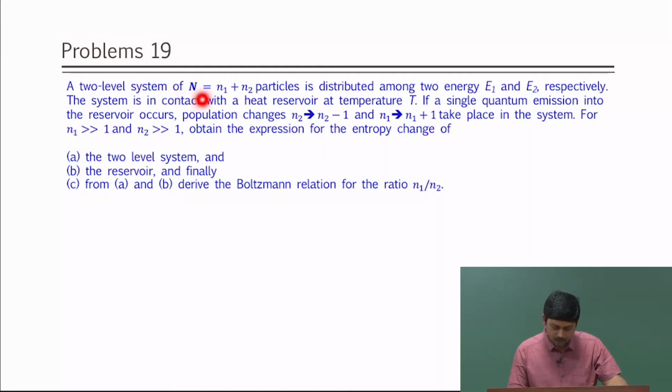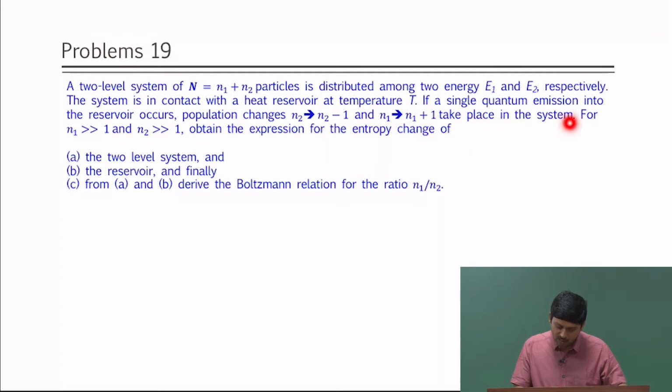Two level system where n equal to n1 plus n2 particles is distributed among the two energies E1 and E2 respectively. That means n1 particles are there in energy level E1 and n2 particles are there in energy level E2.